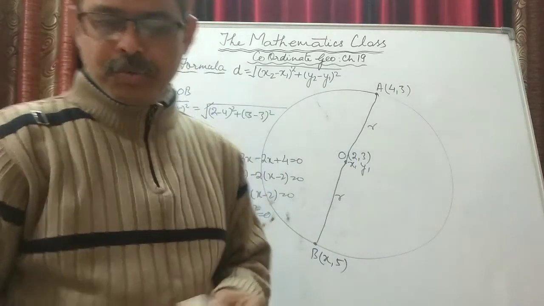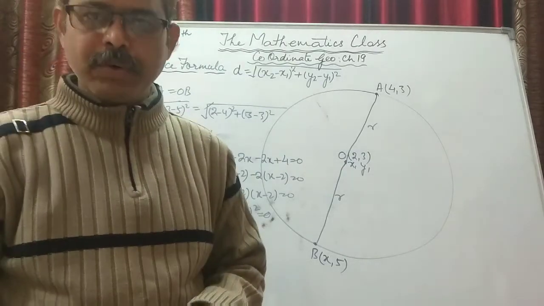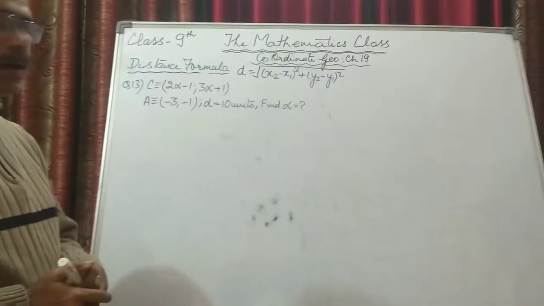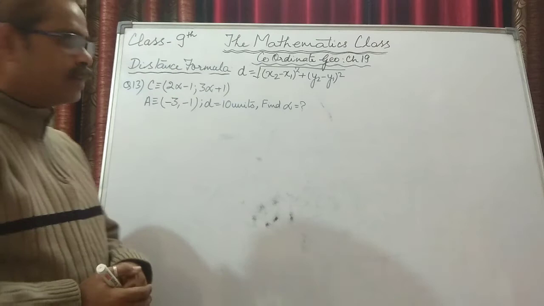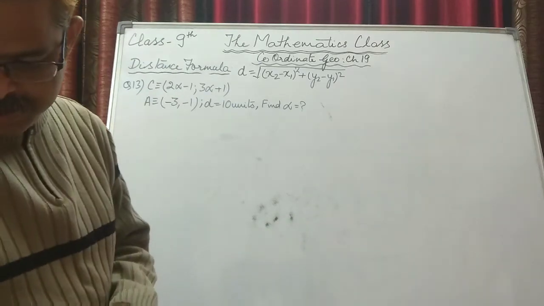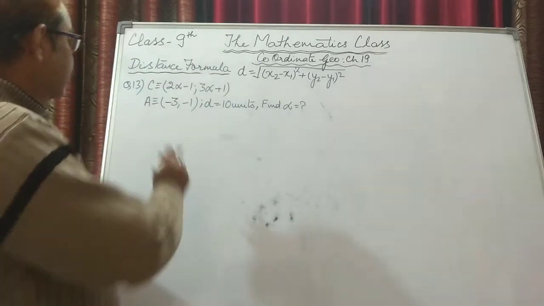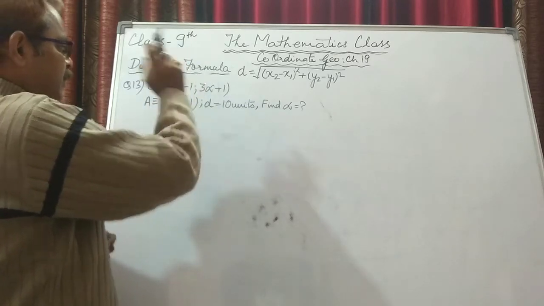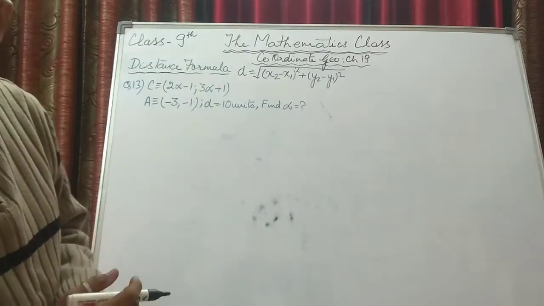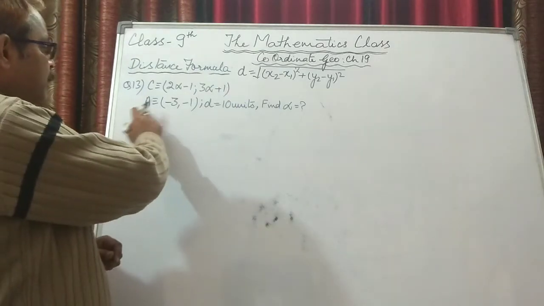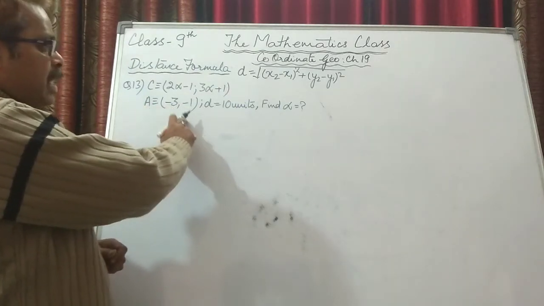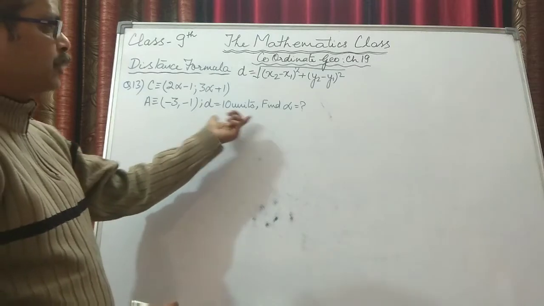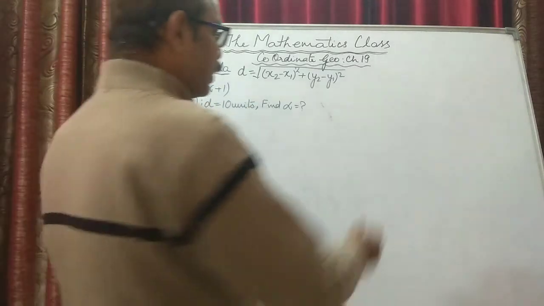Now we move on to the next question, that will be question number 13. They say if the center of the circle C is represented by 2 alpha minus 1 and 3 alpha plus 1, and it passes through the point A minus 3 comma minus 1, and the diameter of the circle is 10 units, find the value of alpha.